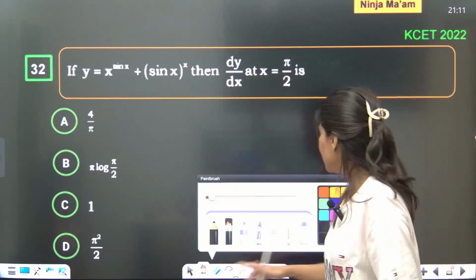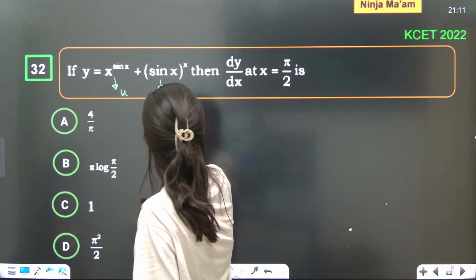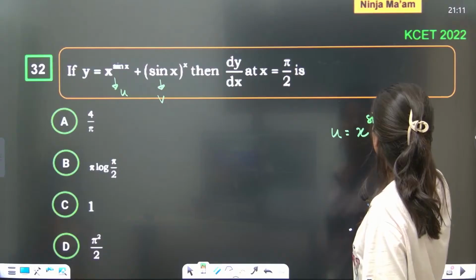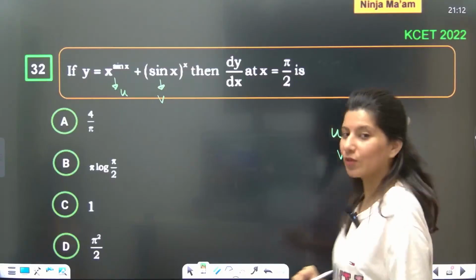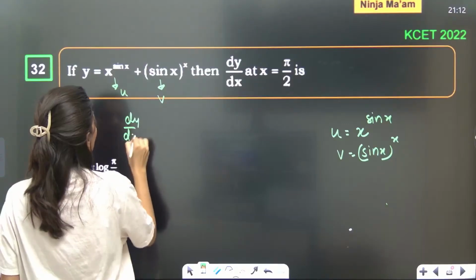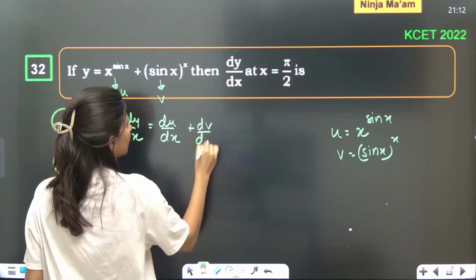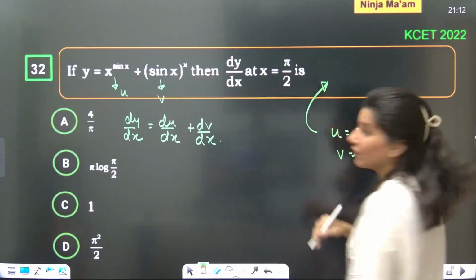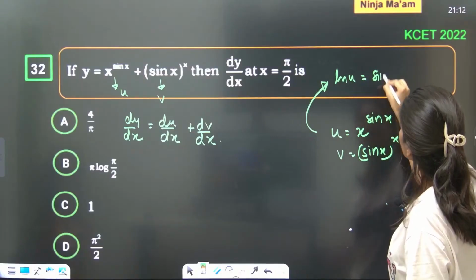All right. Now we need to differentiate this. So this is your u and this is your v. u over here is x to the power sin x. v over here is sin x to the power x. So y over here, dy by dx will be du by dx plus dv by dx. Before differentiating you have to take log. So log of u is equal to sin x log x.